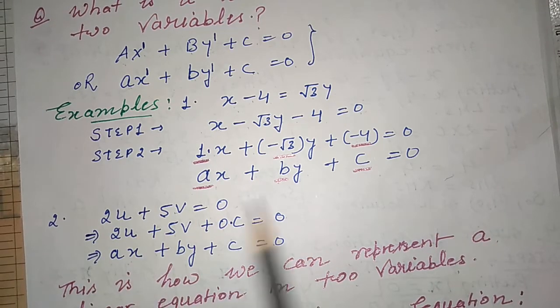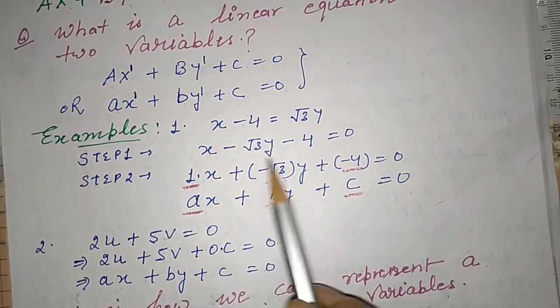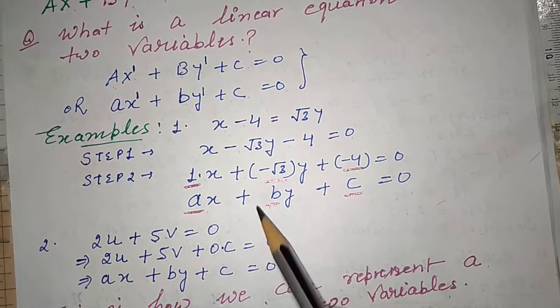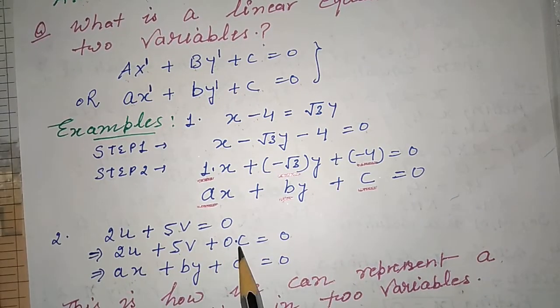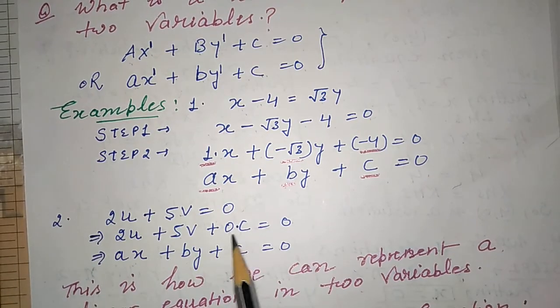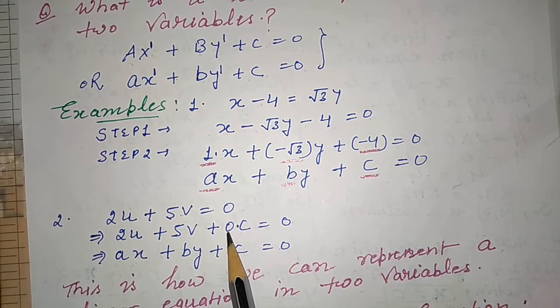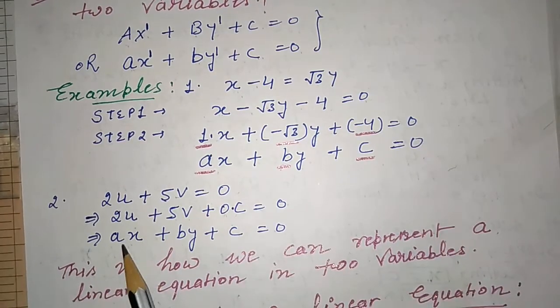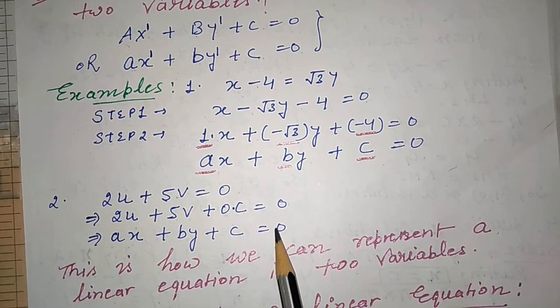Like this, whichever term is missing, we will write that one as a multiple of 0. Just like here, because c is missing, we will write 0c. So 2u plus 5v plus 0c is equal to 0. So we will compare with ax plus by plus c is equal to 0.